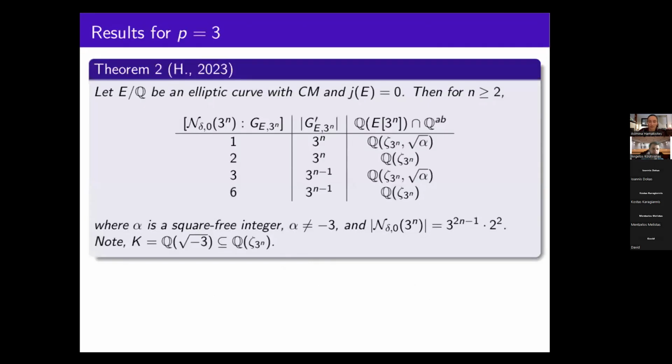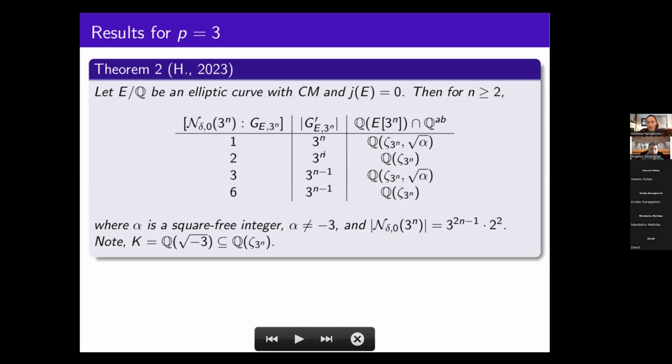So here are some examples of that, or I guess results of that. If we let E over Q be an elliptic curve with CM and J is 0 in this case, for n greater than or equal to 2. Here we're looking at p is 3, right? So earlier I had mentioned we know what the index of the image is in the normalizer. In this case, because we're Q adjoin square root of -3, we can have 1, 2, 3, or 6. If we have that the image is the full normalizer, the commutator subgroup has size 3 to the n, and we get that Q adjoin the roots of unity and square root of alpha is the maximal abelian extension.